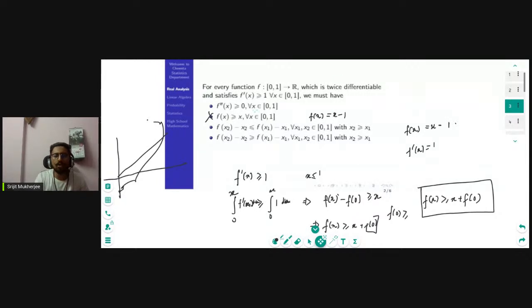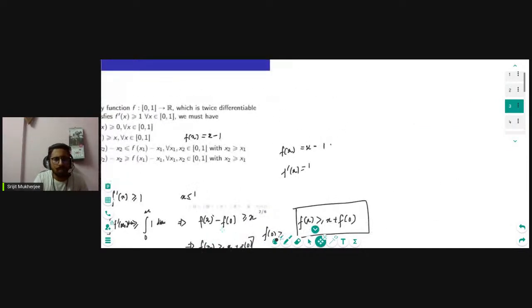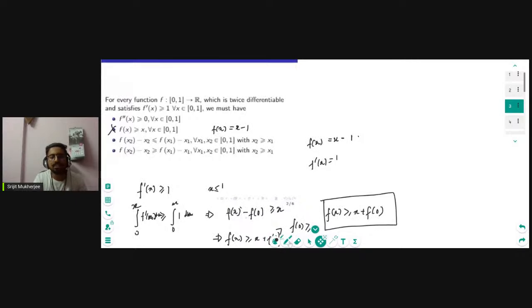Perfect. So now we have cancelled this option right here. Let's move on to the different one. Let's select a different color if there is one. No, other color. So let's take the first option. What is the intuition behind the first option? That f''(x) is greater than or equal to 0.